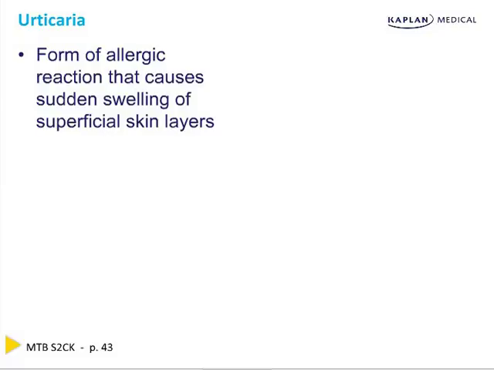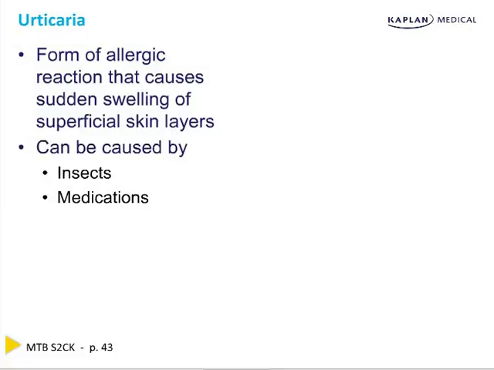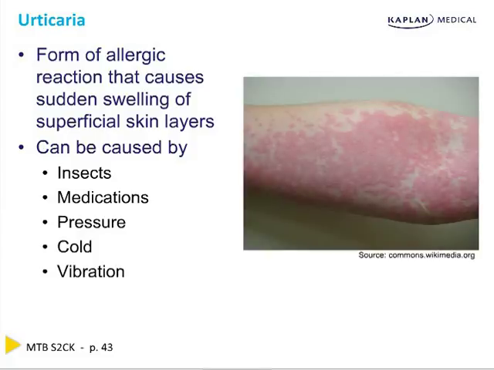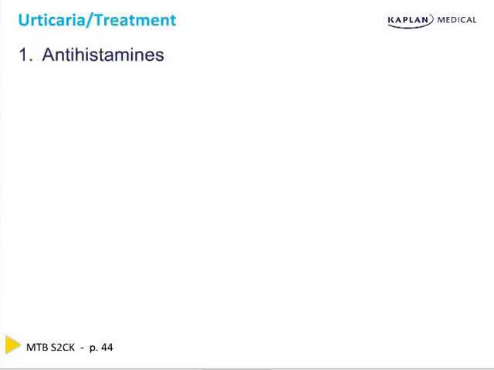Urticaria is a form of allergic reaction that causes sudden swelling of the superficial skin layers. It can be caused by insect bites, certain medications, applied pressure to the skin, cold temperatures, and even vibration. Here's an example of a patient who has urticaria. Note the superficial swelling, the erythema, the raised lesions, and if you could feel it, you'd notice induration.